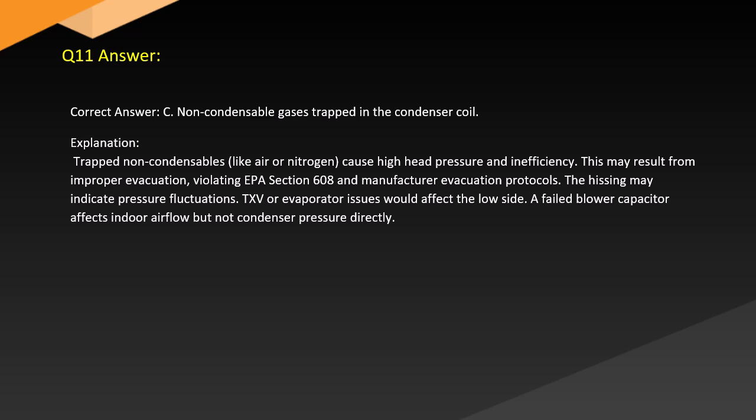Answer. Correct answer: C. Non-condensable gases trapped in the condenser coil. Explanation. Trapped non-condensables like air or nitrogen cause high head pressure and inefficiency. This may result from improper evacuation, violating EPA Section 608 and manufacturer evacuation protocols. The hissing may indicate pressure fluctuation. TXV or evaporator issues would affect the low side. A failed blower capacitor affects indoor airflow, and not condenser pressure directly.